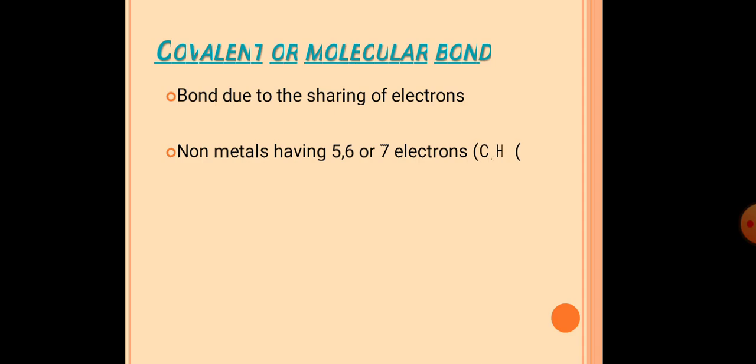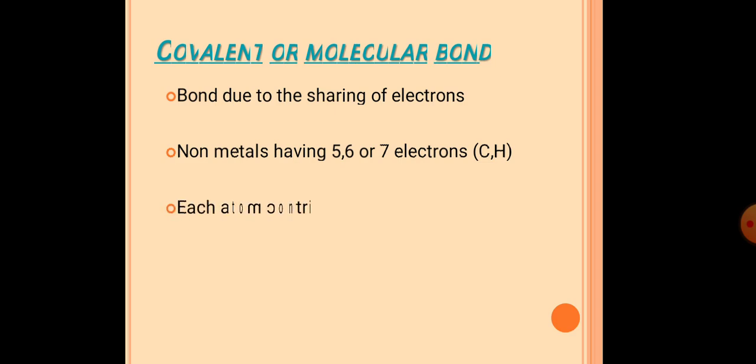It is formed between the non-metals because usually non-metals have 5, 6 or 7 electrons, except carbon and hydrogen, which I have shown in the parenthesis. Carbon has 4 electrons in its outermost shell, whereas hydrogen has 1 electron. So these elements tend to share their electrons to form a molecule. So it is called the covalent or the molecular bond.